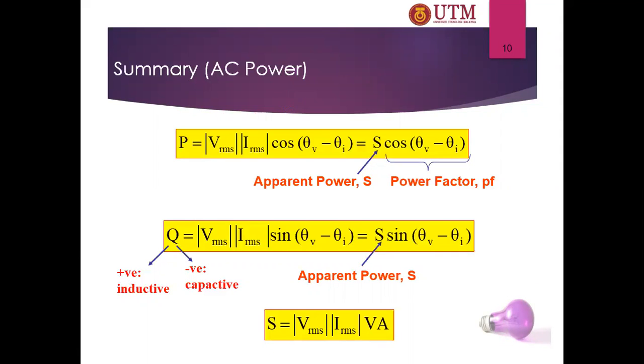And this is also the summary. For the first equation and the second equation for Q, depending on the load, the element of the circuit can be either positive or negative. And the apparent power is the magnitude of the voltage multiplied by the magnitude of the current, and the unit is volt-ampere, or in short form, VA.